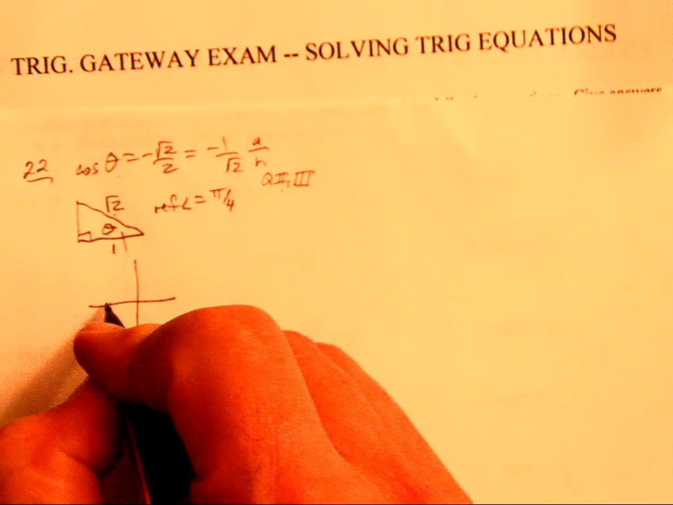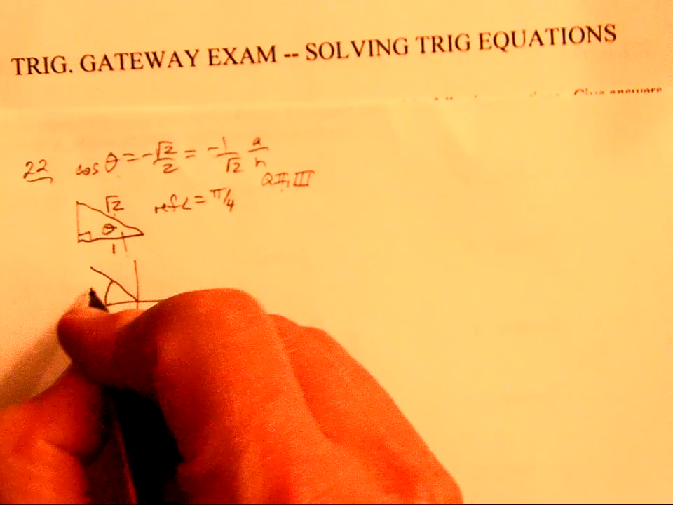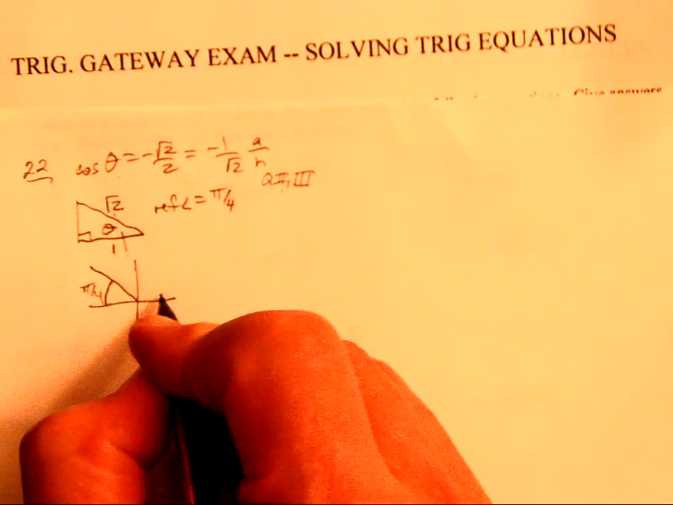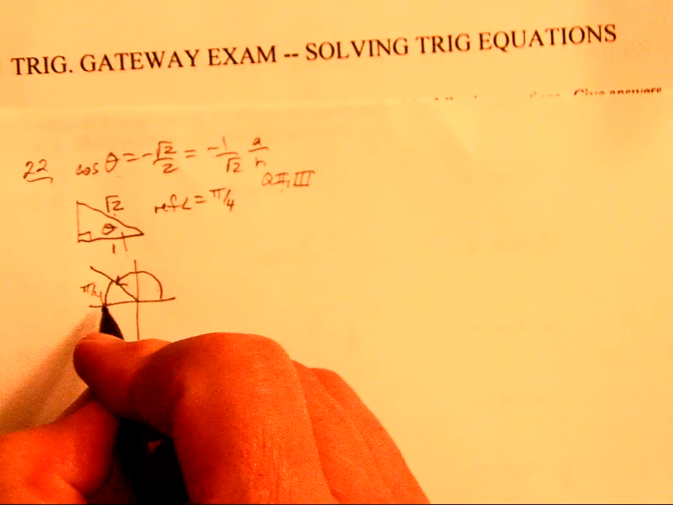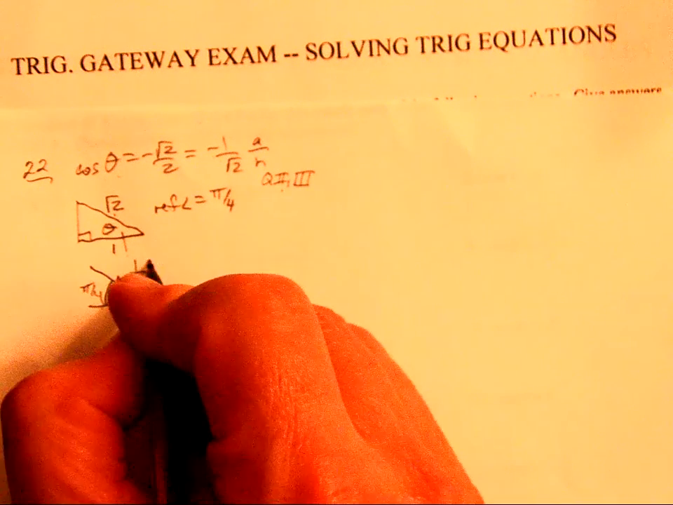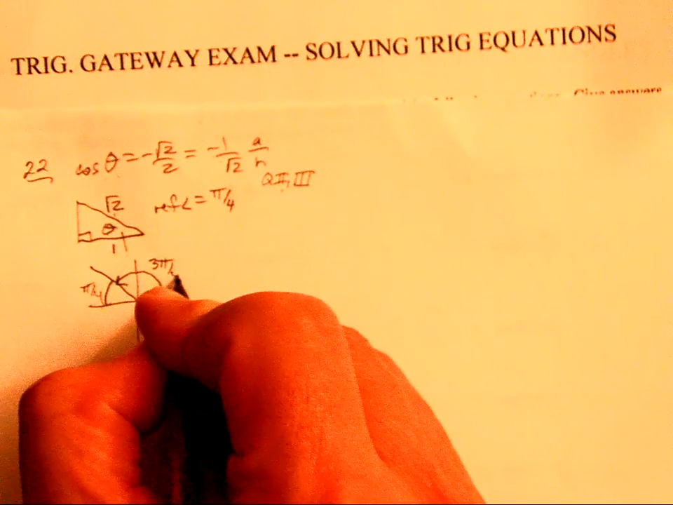So we start from the x-axis. We're going to go up in quadrant 2, pi over 4. We want to know the whole positive angle in standard position. Well, all the way around is 1 pi. That's 4/4. We're back a fourth, so that's 3 pi over 4. That's one of our answers.